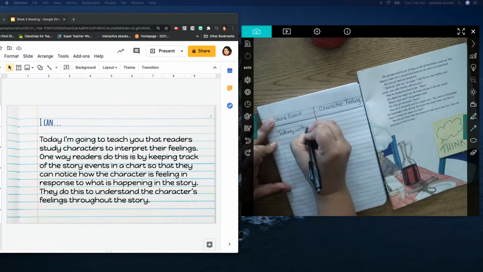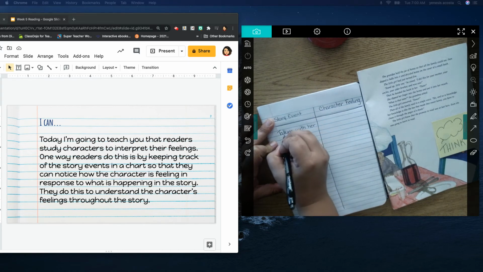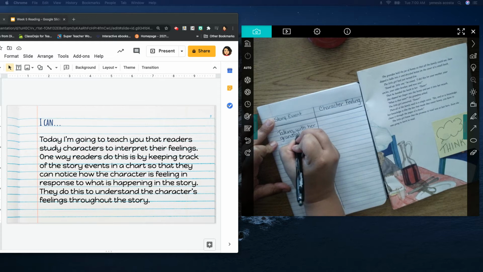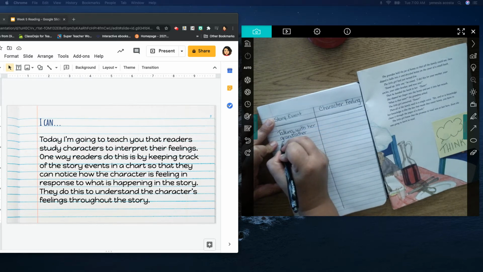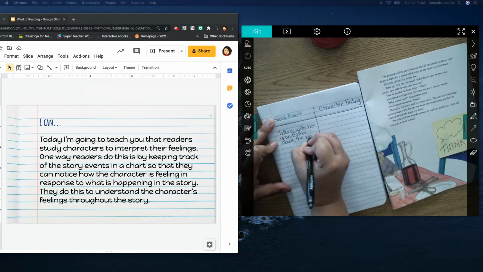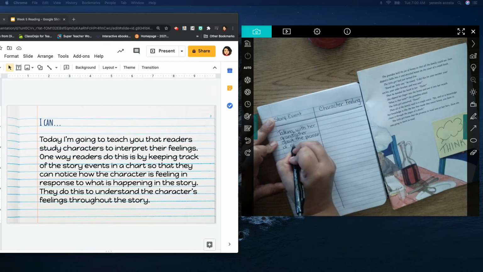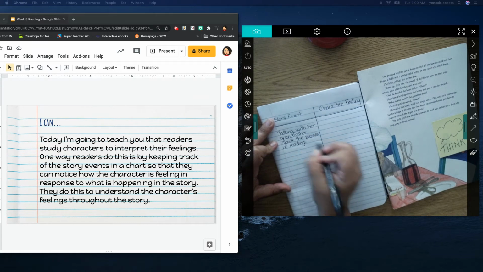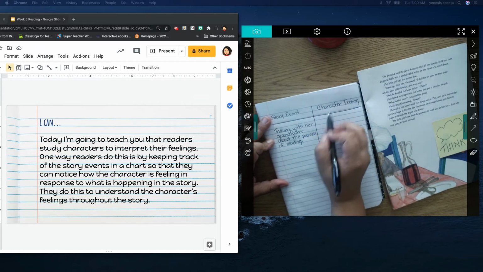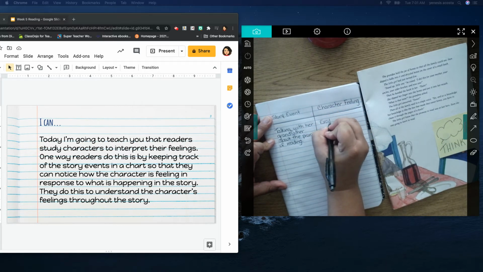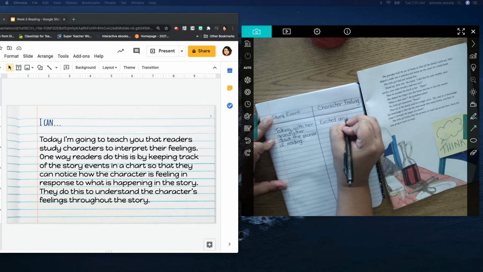Talking with her grandfather about the promise of reading. And I know that Trisha is feeling excited about this and happy.